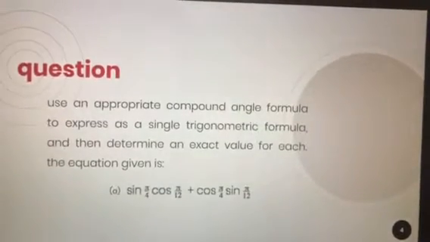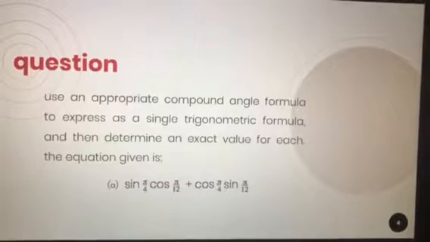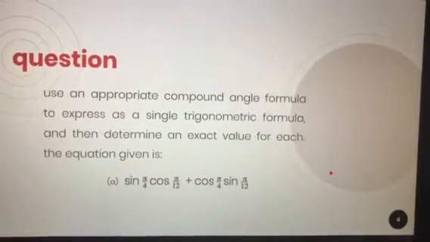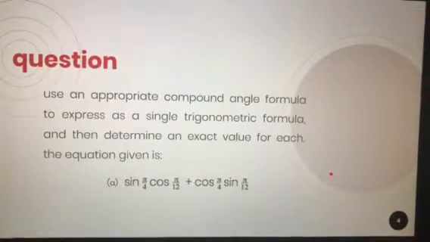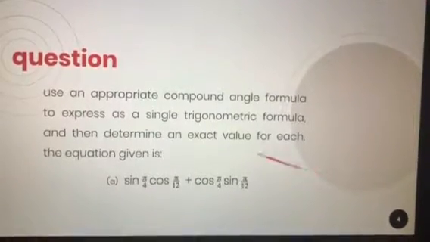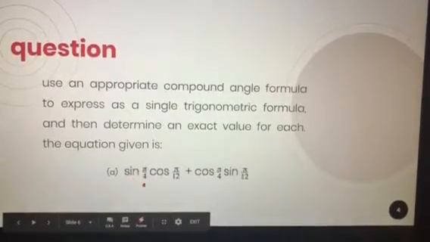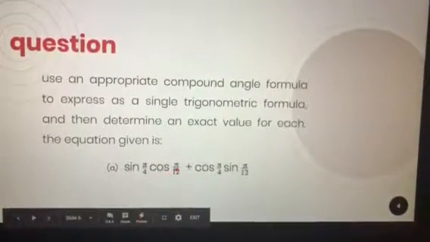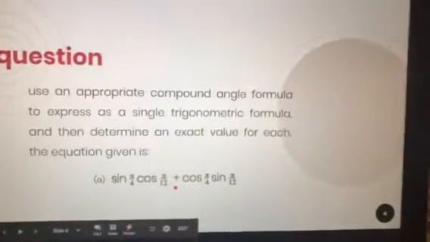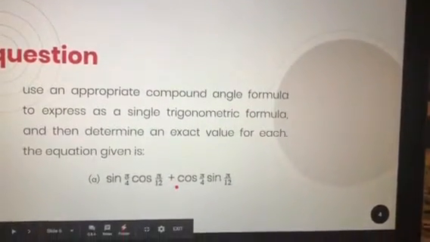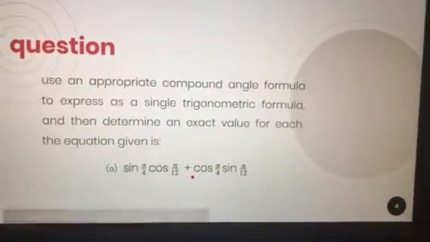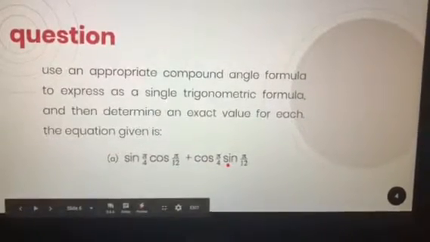To help us understand this concept further, we can do a question. This question states, use an appropriate compound angle formula to express as a single trigonometric formula, and then determine an exact value for each. So the expression here is sine pi over 4 times cos pi over 12 plus cos pi over 4 times sine pi over 12.